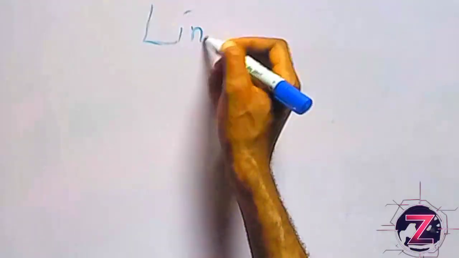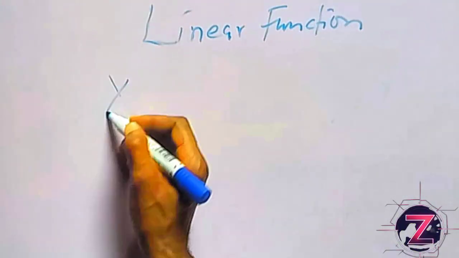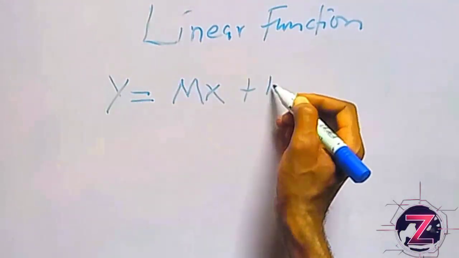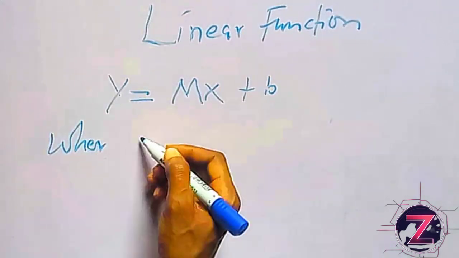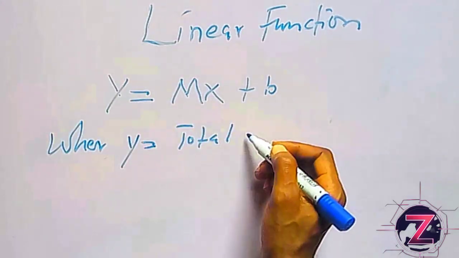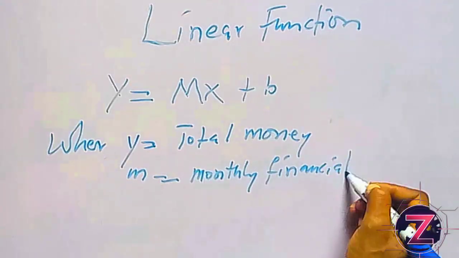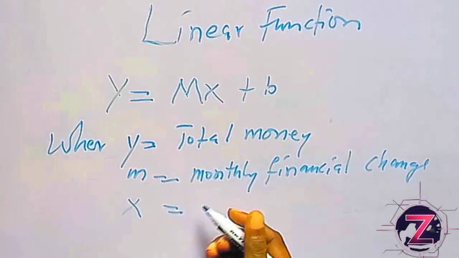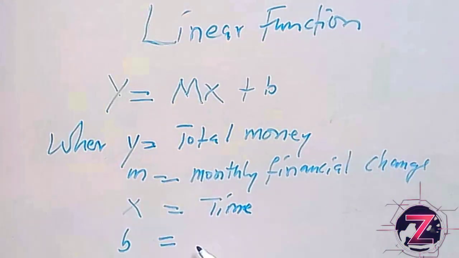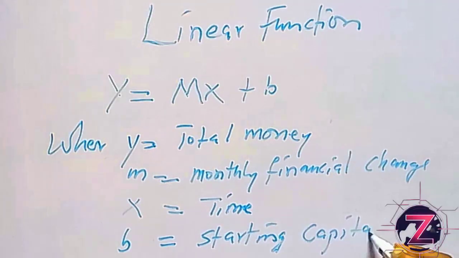In linear function, y is equal to mx plus b, where y is equal to total money, m monthly financial change, x equal to time, b equal to starting capital.